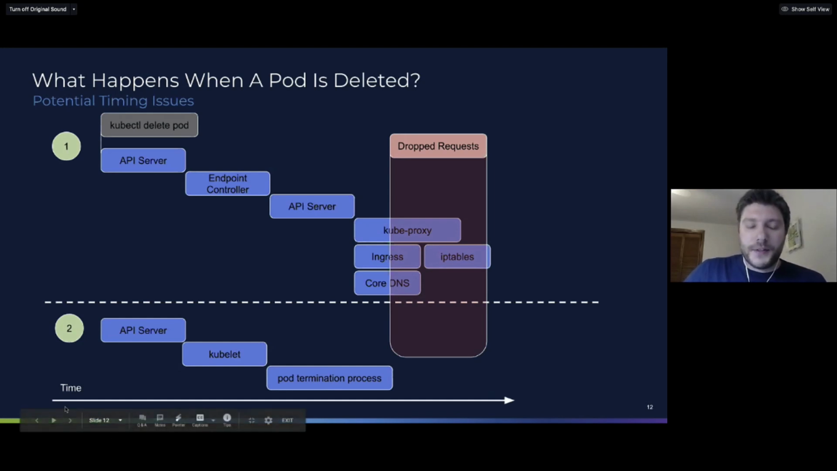So imagine in this case that the pod termination process that the kubelet is managing completes before the pod is removed from your ingress controller or CoreDNS. Those components can still be sending traffic to the pod's IP address, even though the pod has been terminated.